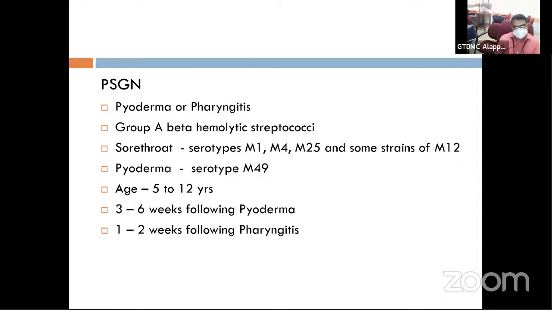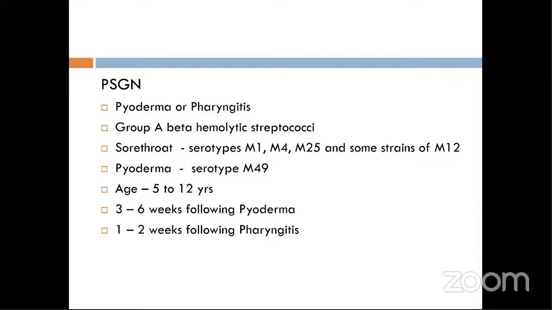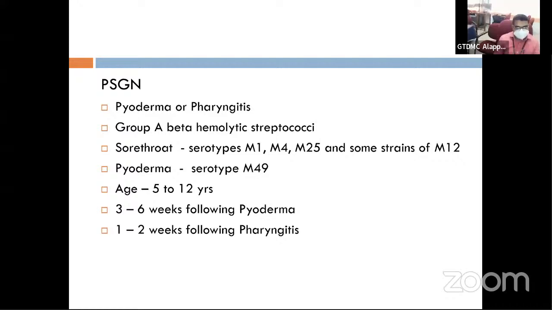Not all strains of group A beta hemolytic streptococcus cause glomerulonephritis. Only a few strains can. The strains causing sore throat that can produce glomerulonephritis are M1, M4, M25, and some strains of M12. These are the nephrogenic strains that present with sore throat.